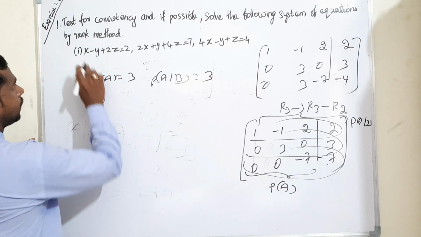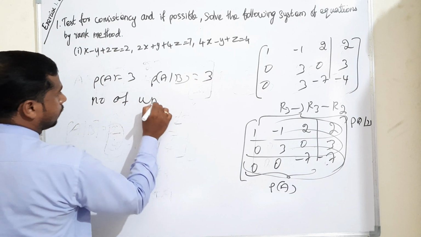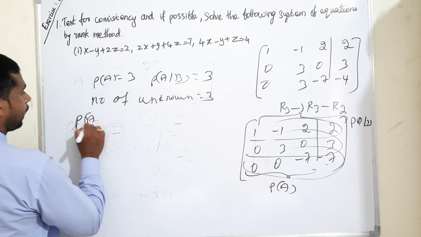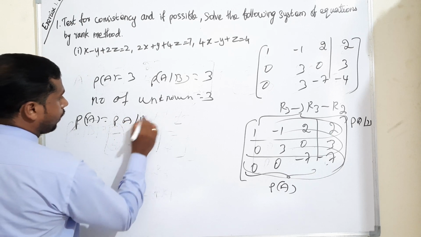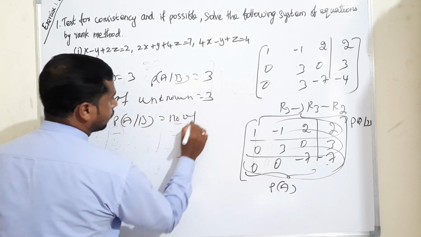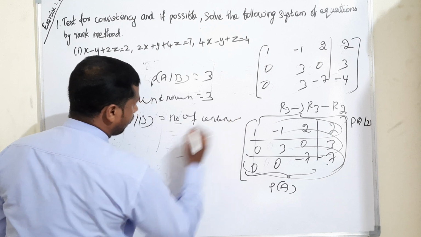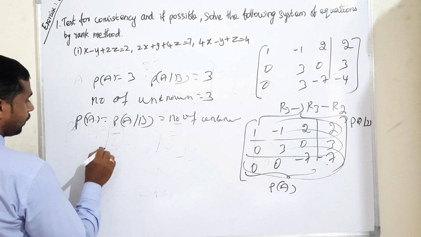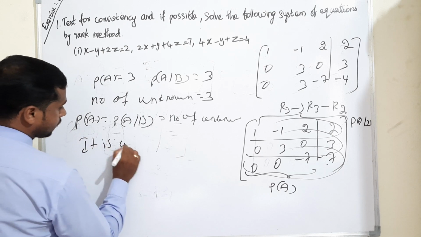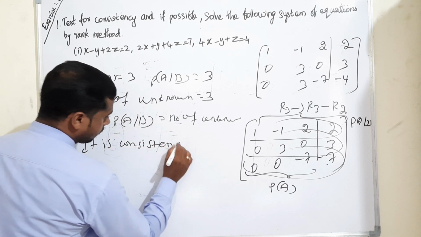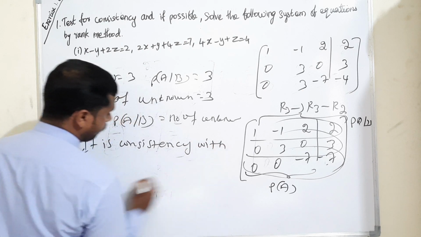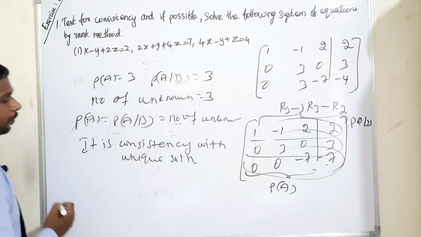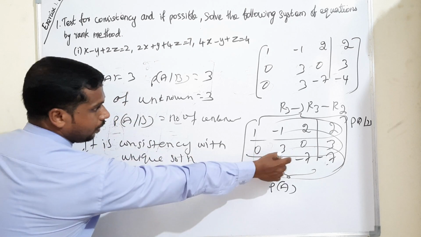Number of unknowns, x, y, z is there. Number of unknowns is equal to 3. Therefore, rank of A is equal to rank of A with B is equal to number of unknowns. All the terms are equal, which means it is consistent with a unique solution, isn't it? It is consistency with unique solution.